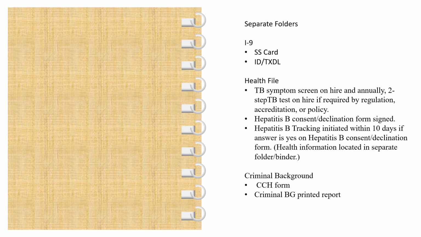Criminal background checks that you are running for the initial and, per your policy, every year, if that's applicable, you want to have those criminal backgrounds not in the personnel file. They need to be in a separate binder with the CCH form, and we'll go more in depth on that in another video. So I just want to make you aware that there are certain things that cannot stay in the personnel file. They need to be in separate folders, however you want to file that.